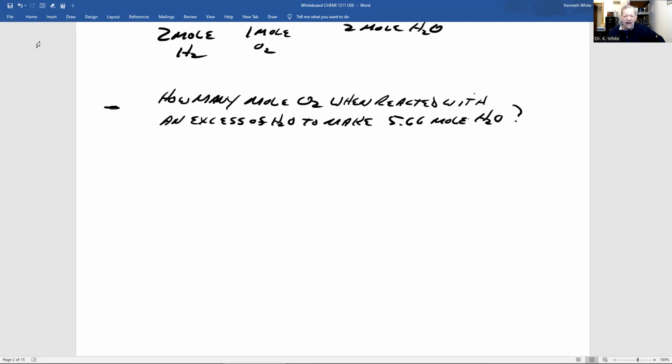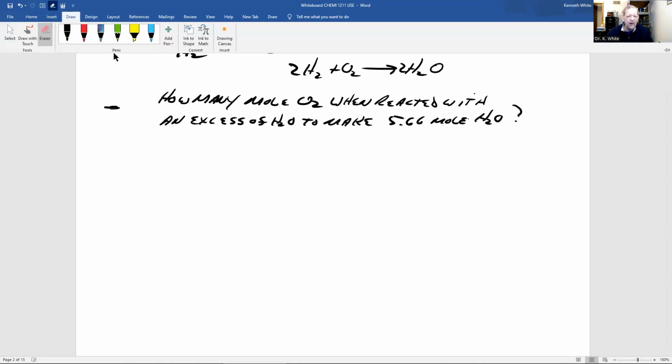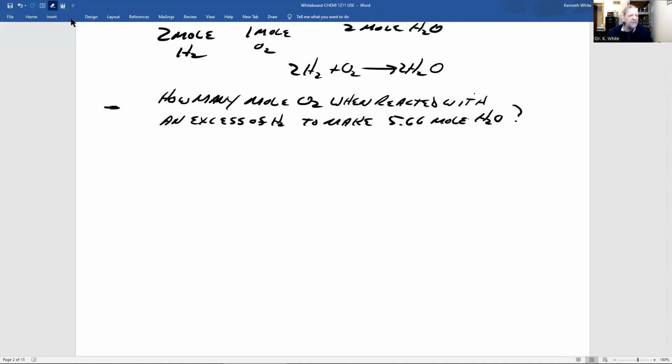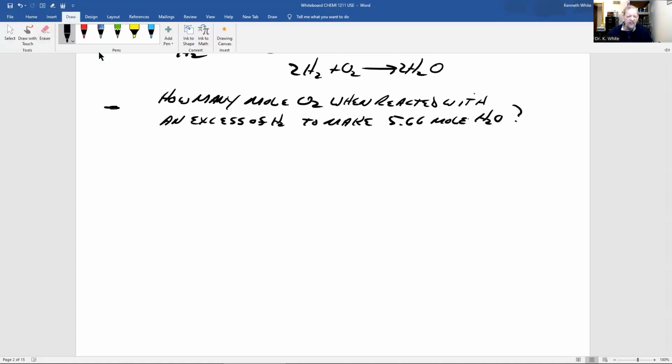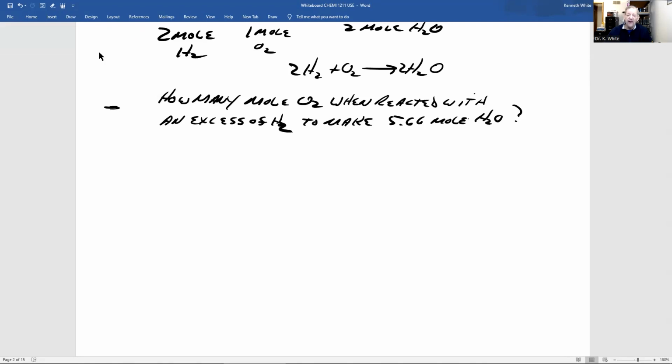So how many moles of oxygen reacted with an excess of hydrogen gas to make 5.66 moles of water? Let me put it here so you can see it. So what are we trying to find?